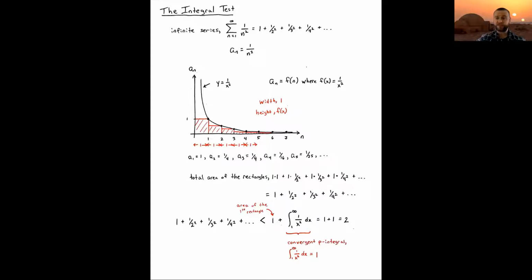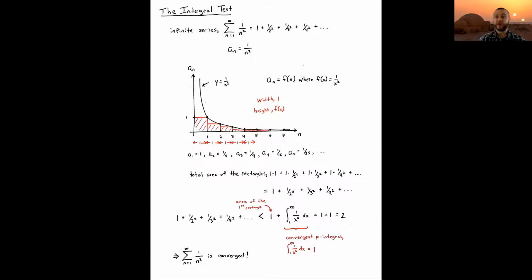And what that means is we have a bunch of terms less than 2. That means the infinite series, when we add up all those terms, since it's less than 2, those terms have to sum to a finite number, since it's less than 2, which is also a finite number. This is just a more complicated way of saying we can conclude that our infinite series, 1 over n squared, is convergent. And that's because our improper integral related to this general term, a sub n, the function 1 over x squared, leads to a convergent improper integral.